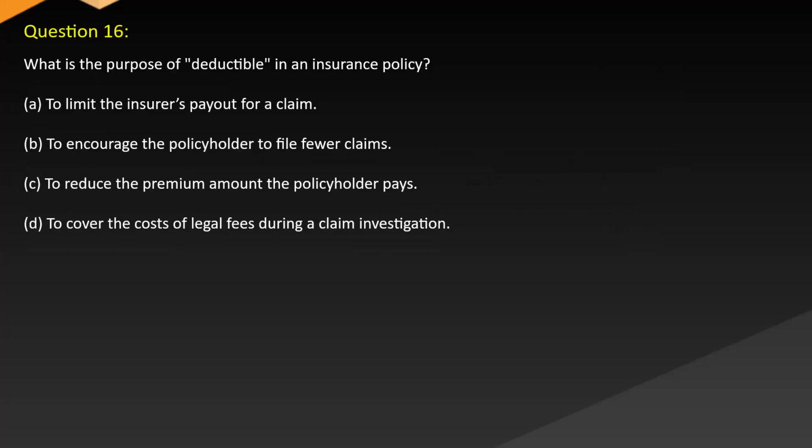Question 16. What is the purpose of a deductible in an insurance policy? A. To limit the insurer's payout for a claim. B. To encourage the policyholder to file fewer claims. C. To reduce the premium amount the policyholder pays. D. To cover the cost of legal fees during a claim investigation.